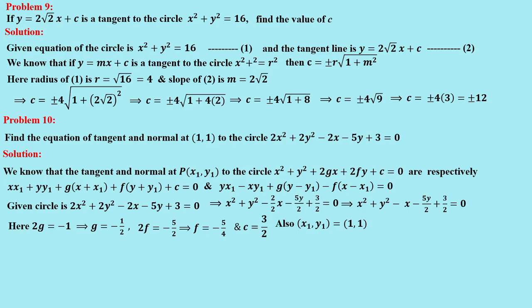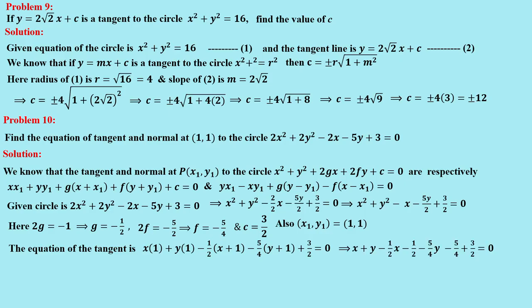Now here the point is (1, 1). We need the tangent and normal at (1, 1). So instead of x1, y1 you put 1, 1. First, the equation of the tangent. So using the formula x x1, that is x into 1, plus y y1, that is y into 1, plus g, where g is minus 1 by 2, so minus 1 by 2 into (x plus 1), right? Then plus f, which is minus 5 by 4, into (y plus y1), y plus 1, then plus c, that is plus 3 by 2. That is x plus y minus 1 by 2 x minus 1 by 2 minus 5 by 4 y minus 5 by 4 plus 3 by 2 equal to 0.